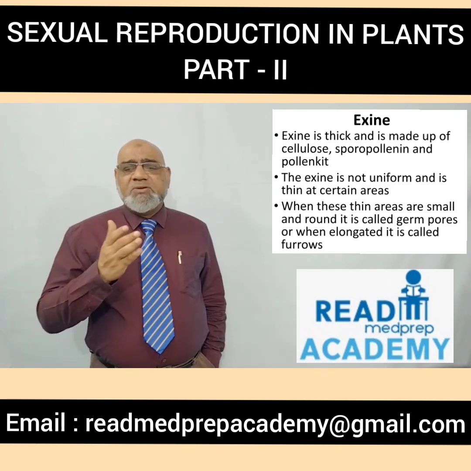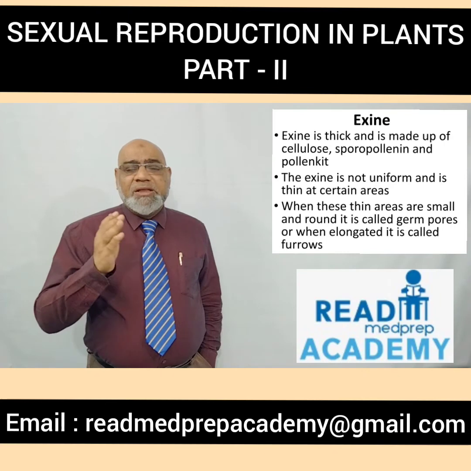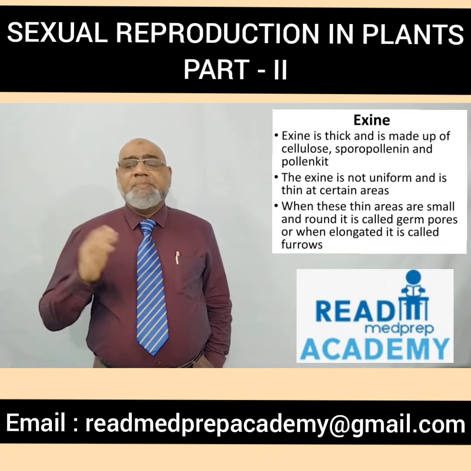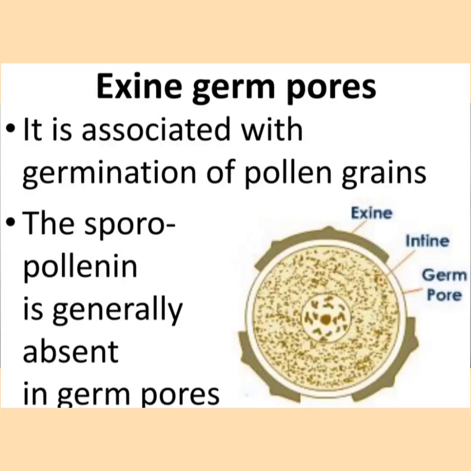The exine is not uniform and is thin at certain areas. When these thin areas are small and rounded, it is called germ pores, or when elongated, it is called furrows. Exine germ pores are associated with germination of pollen grains. The sporopollenin is generally absent in the germ pores. You can see in the image the exine lacking the sporopollenin at the areas of the germ pore.